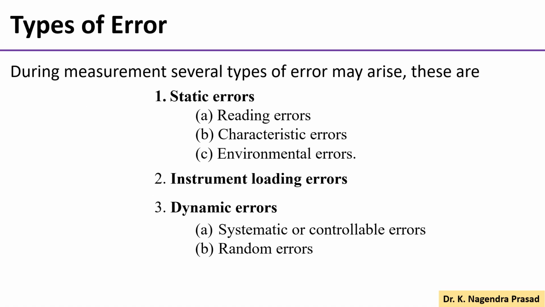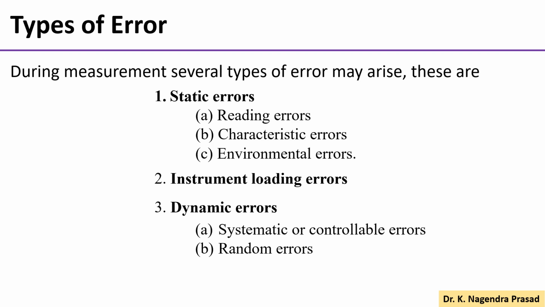Next we have to look at the types of error. During measurement, several types of error may arise. The first one is the static error, the second one is the instrument loading error, and the third one is the dynamic error. Static errors can be subclassified as reading errors, characteristic errors and environmental errors. Similarly, dynamic errors are classified as systematic or controllable errors and random or uncontrollable errors.